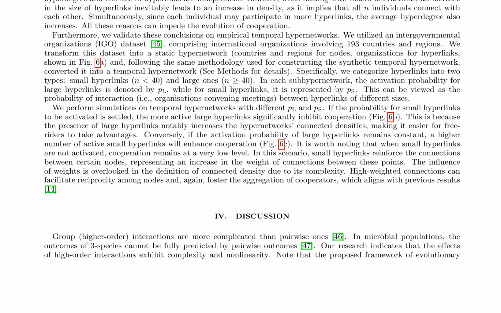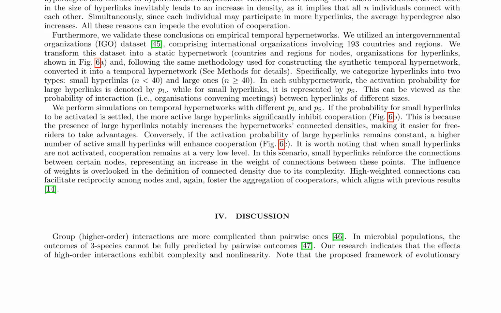The results indicate that a slow structural change can promote the formation of cooperator aggregation, thereby fostering cooperation. This work has implications for understanding cooperation in various contexts, including human online interactions and international organizations. The authors also propose a novel framework to model the evolution of cooperation in temporal hypernetworks, incorporating elements from evolutionary game theory and network science.